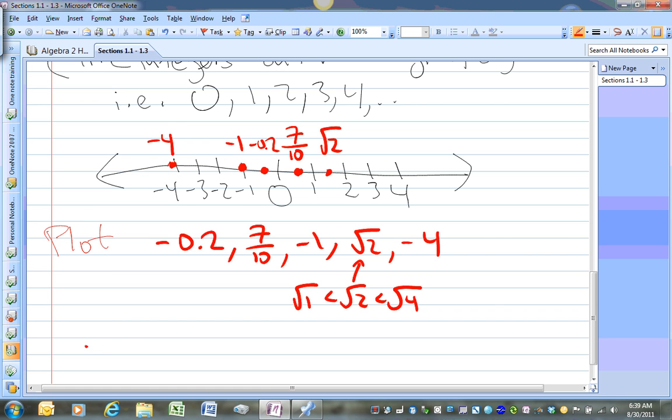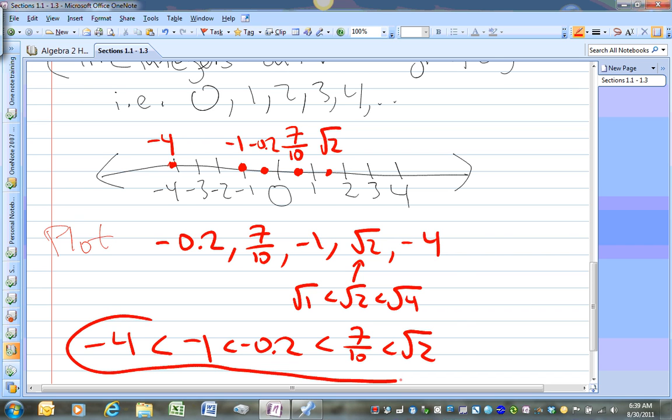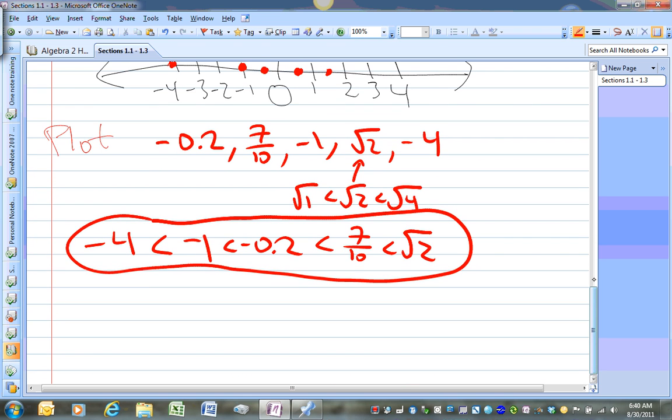So if we were to rank these, you go negative 4, negative 1, negative 0.2, 7/10, and then root 2. So you'll have an opportunity to try problems like that on your packet later this week.